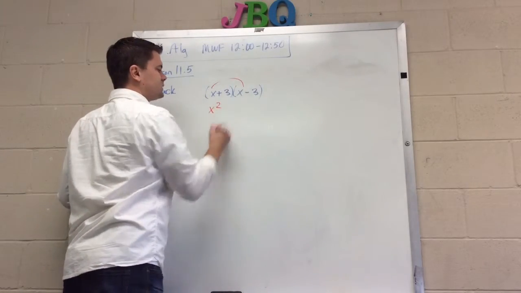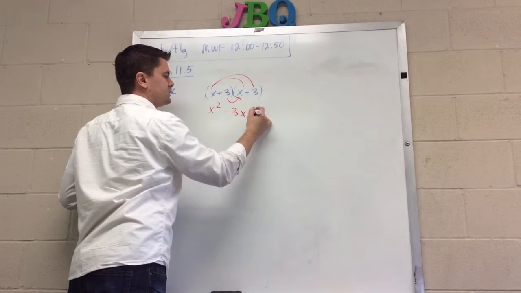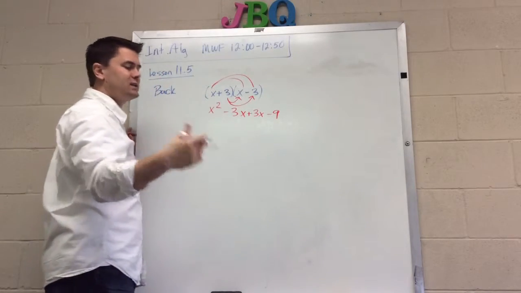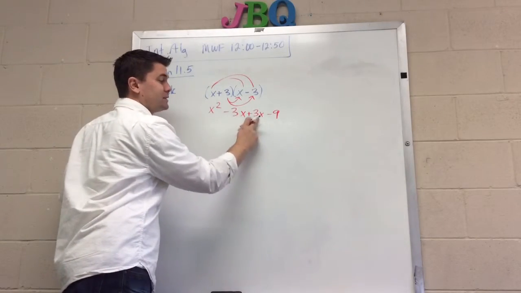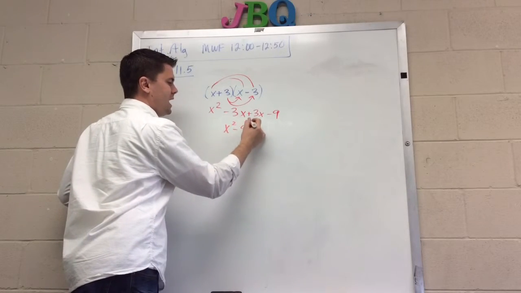X times x is x squared. X times negative 3 is negative 3x. Positive 3 times x is 3x. Positive 3 times negative 3 is negative 9. Combine like terms. Watch what happens here. Negative 3x plus 3x goes to 0. So this becomes x squared minus 9.